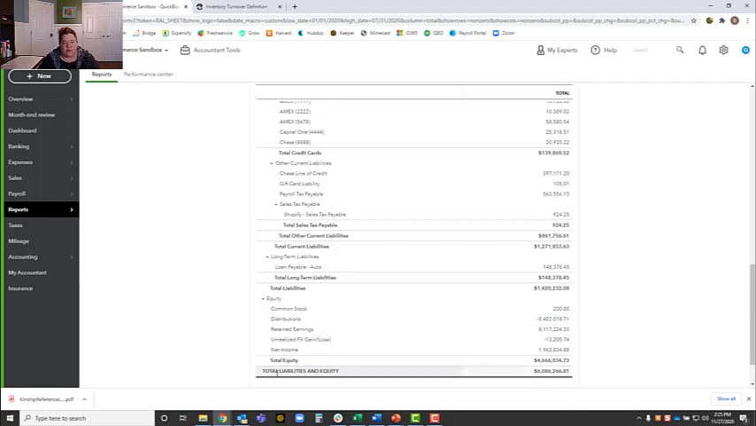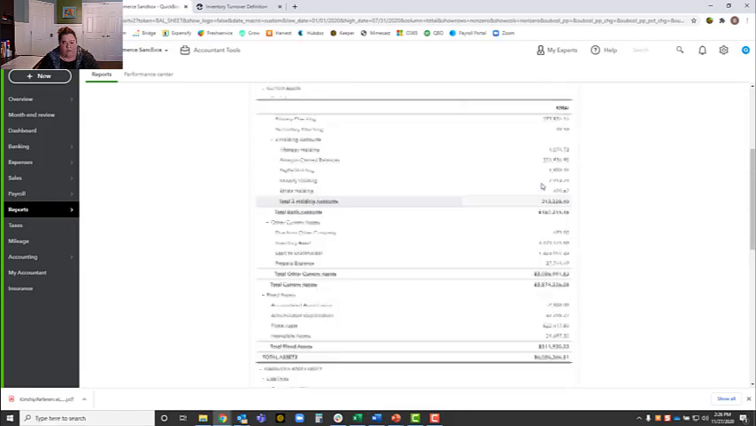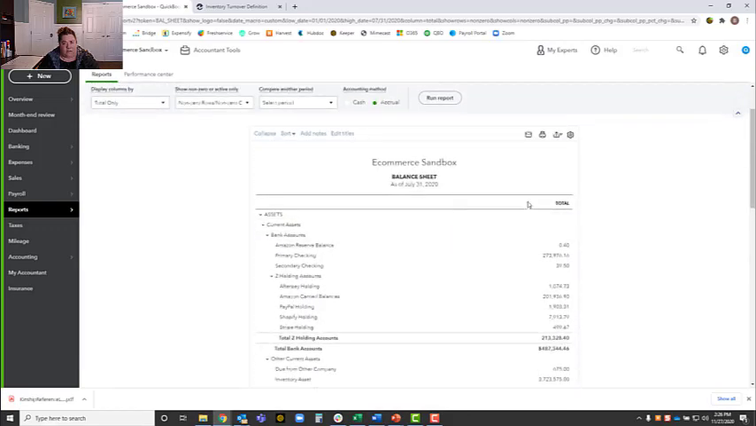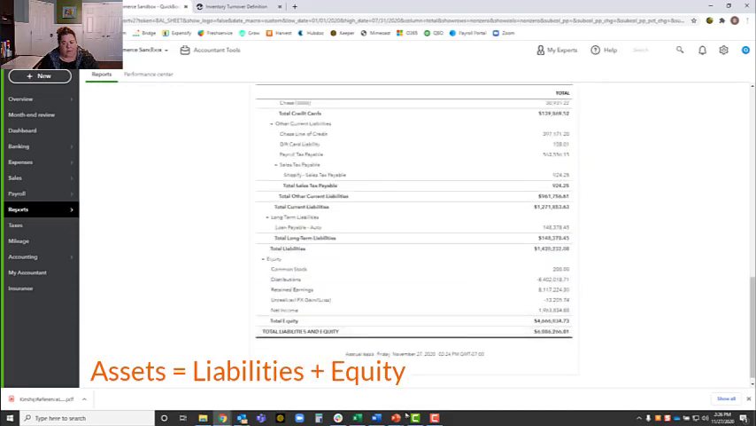Now, if you notice here, total liabilities and equities equals this just over $6 million. That is exactly the same as this just over $6 million in total assets. And this is how we see that accounting equation playing out inside the balance sheet, that all of our assets equals all of our liabilities plus our equity.